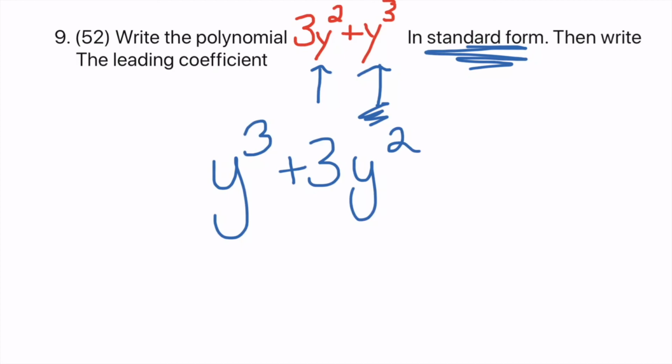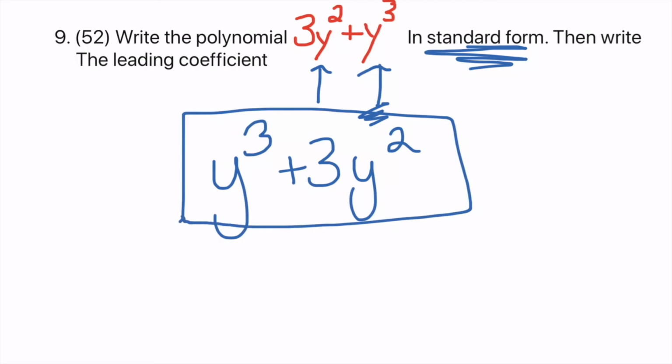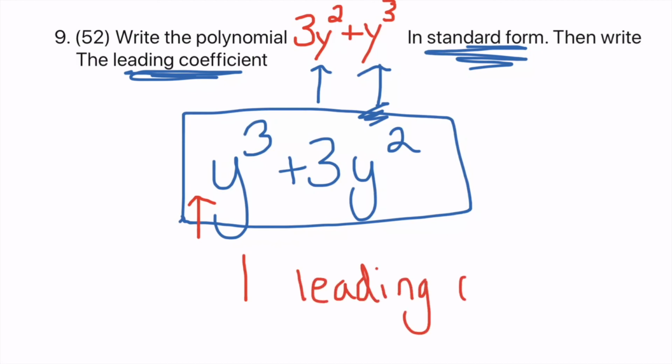Notice I'm not putting them in order by the coefficients. I'm just putting them in order by the exponents. So that's it written in standard form for a polynomial. Now they want us to write the leading coefficient. Remember, coefficients are the numbers that are in front of the variables. And the leading coefficient is just the very first coefficient. So our very first coefficient is right here in front of that y, which is a 1. So 1 is the leading coefficient. Leading coefficient is 1.